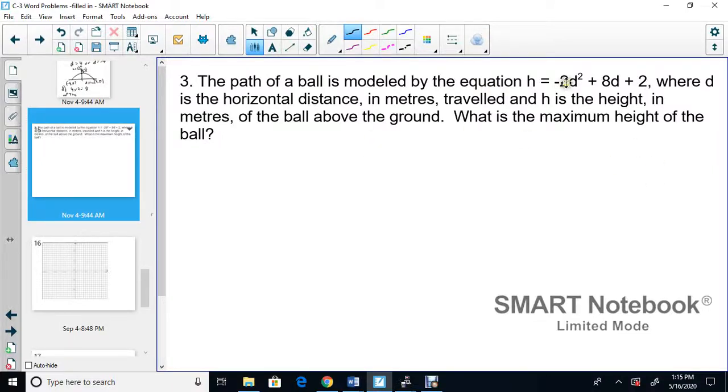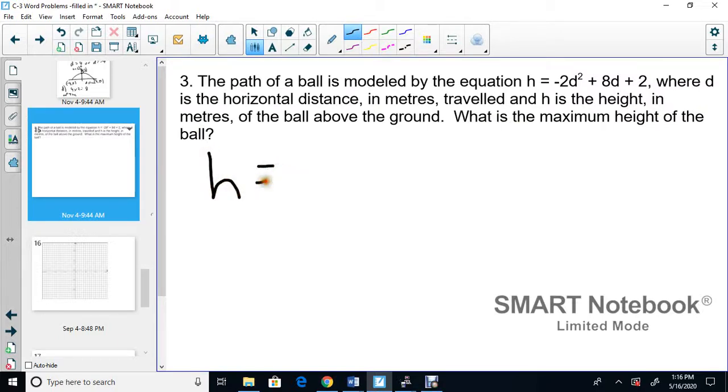Last question, and I've made H and D here. The path of a ball is modeled by this equation, where D is the horizontal distance in meters traveled and H is the height in meters of the ball above the ground. What is the maximum height of the ball? We're going to have to complete the square for this one.